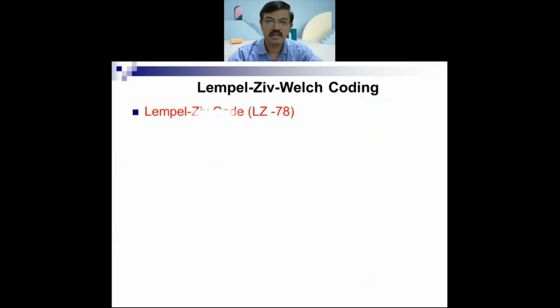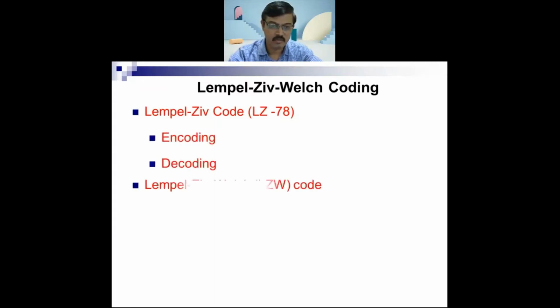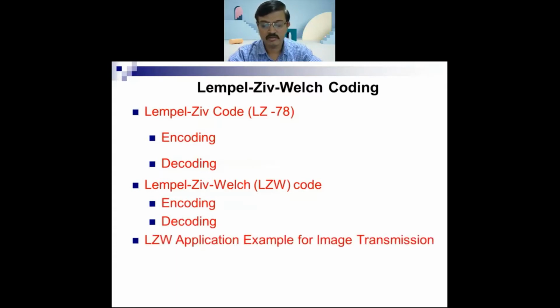In the previous session, we understood the basic version of the Lempel-Ziv code, that is LZ77. So before going to Lempel-Ziv-Welch, we will understand the second version of the Lempel-Ziv code, that is LZ78, its encoding and decoding example, and then we'll focus on the Lempel-Ziv-Welch code, how we can do the encoding and decoding through some examples. And at the end of the session, we will take one practical application of Lempel-Ziv-Welch applied to the image transmission process.